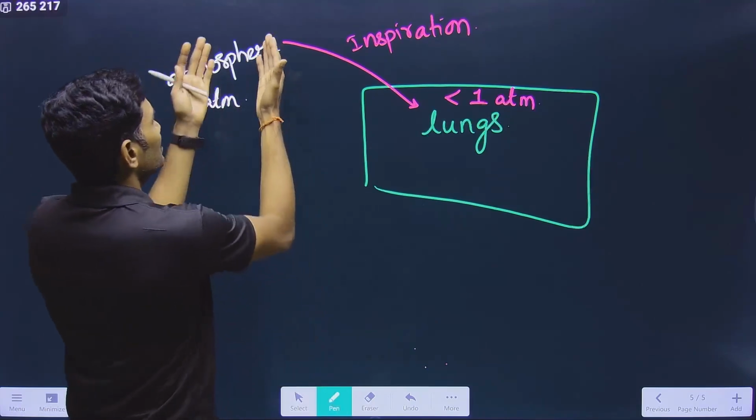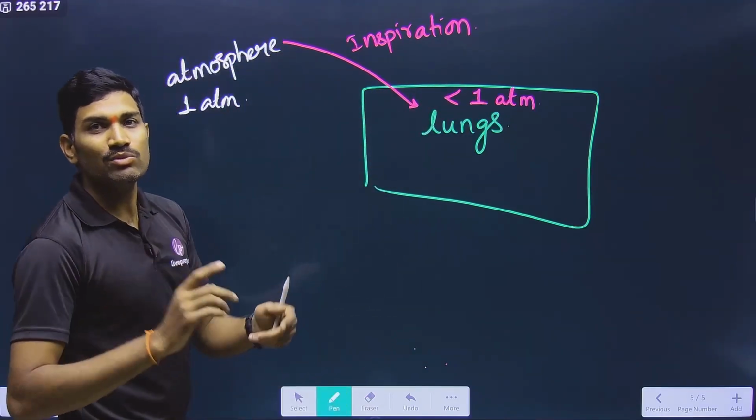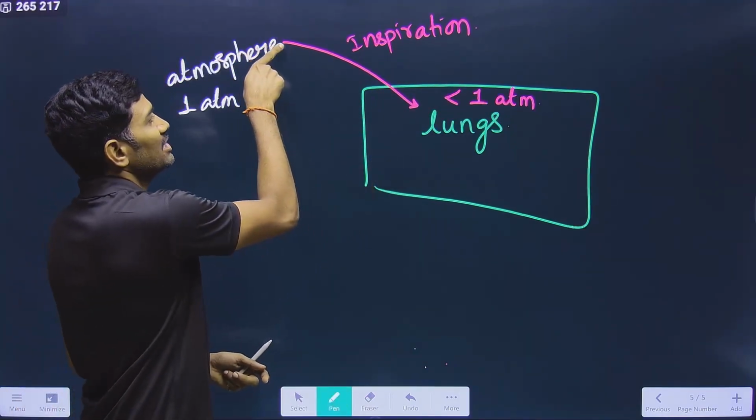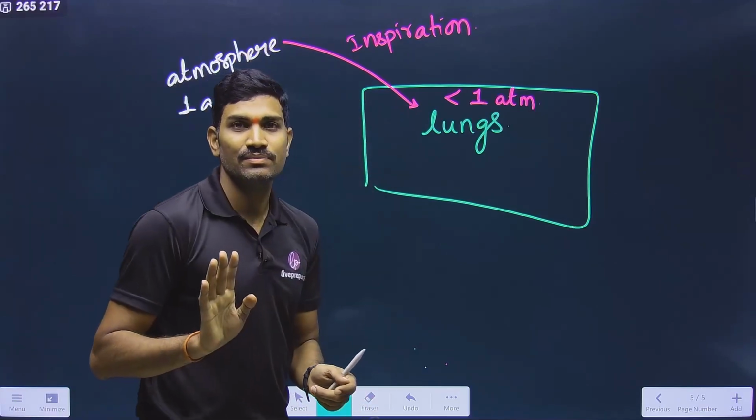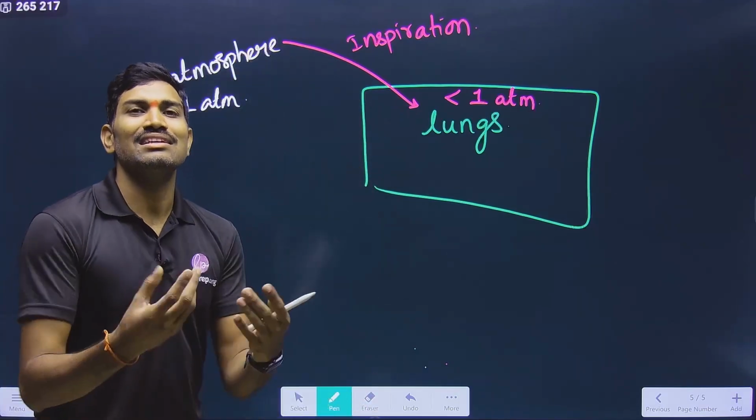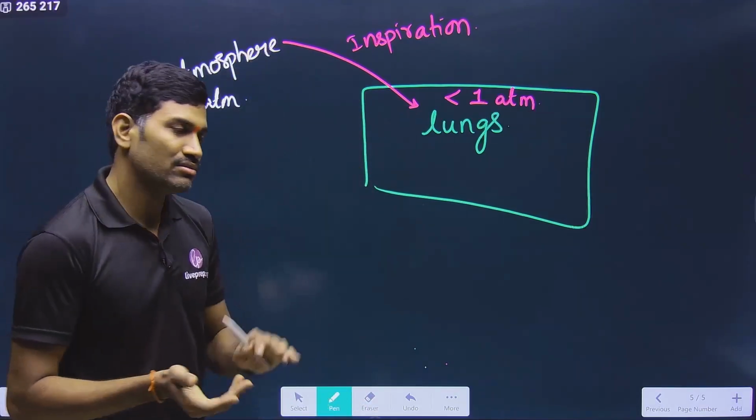So now you can say that this is high, this is low. Air always moves from high to low. That's why air is moving from the atmosphere to the lungs. And this step is simply called inspiration. Understood or not? Now next one.